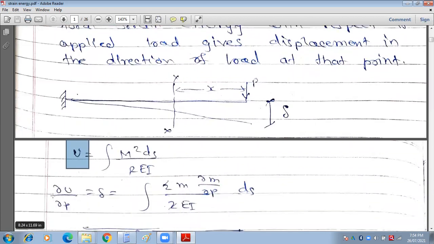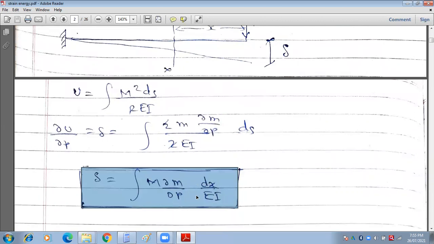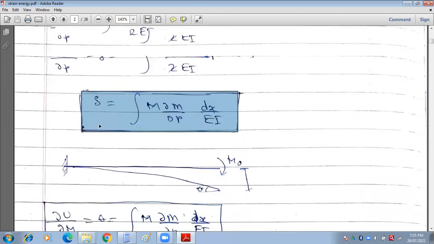Now the partial derivative of the strain energy with respect to the applied load P gives you the deflection. By taking the partial derivative of this strain energy with respect to the applied load, you will get M into dM upon dP. Now this 2 gets cancelled, and by simplifying, you will get delta equals the integration of M dM upon dP dx upon EI. This one is for the deflection.